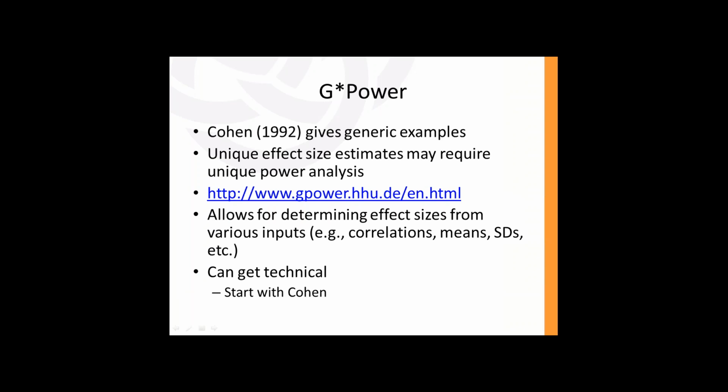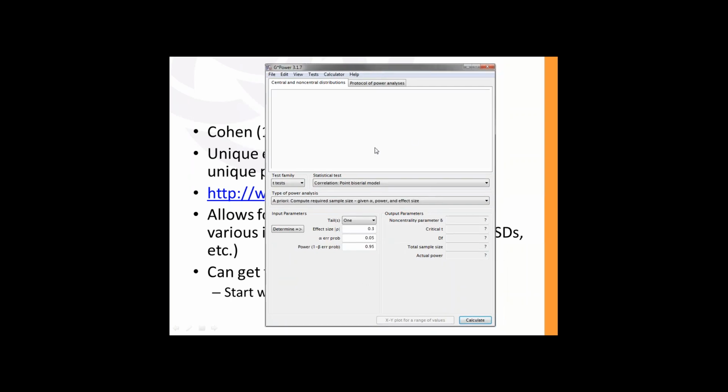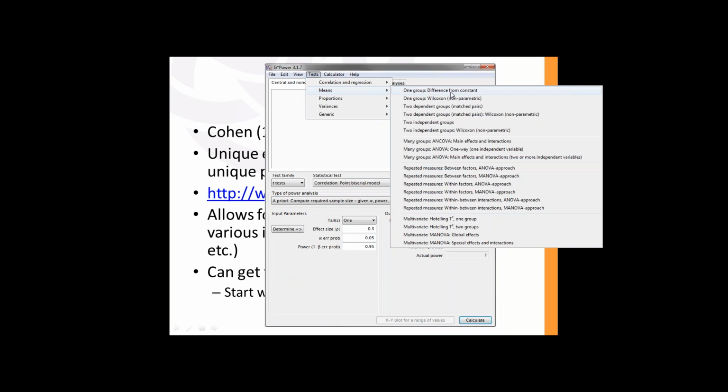So, for example, you can download GPower from this website that's listed on here. I already have it downloaded, so there it is. Basically, just to corroborate what Cohen is telling us, I'm going to go to tests, means, and I'm going to do an ANOVA, right, many groups ANOVA, one way.